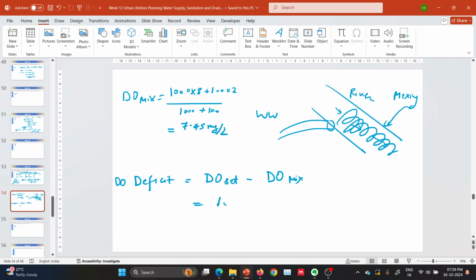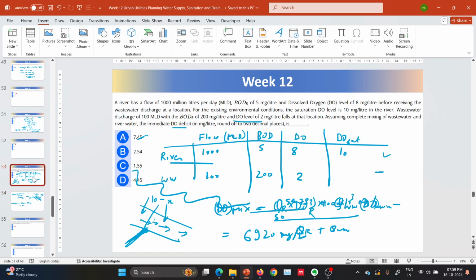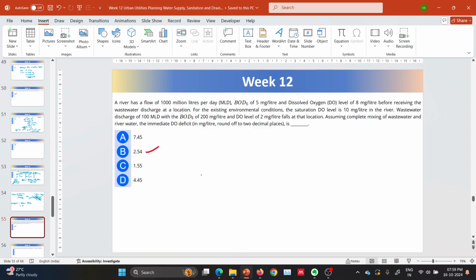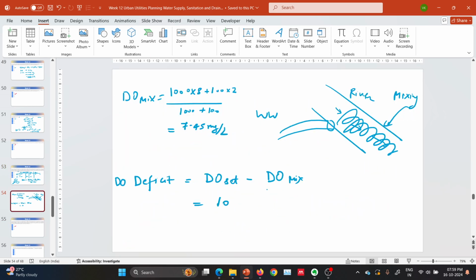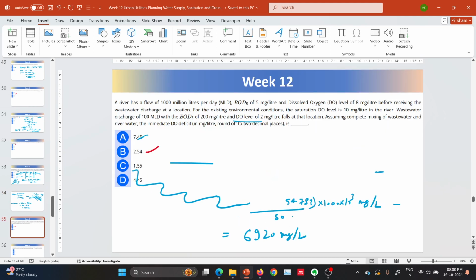So the DO saturated is given as 10 in the question, and so 10 minus 7.45, we'll solve it and I'll get it as 2.54 milligram per liter. This is the answer.